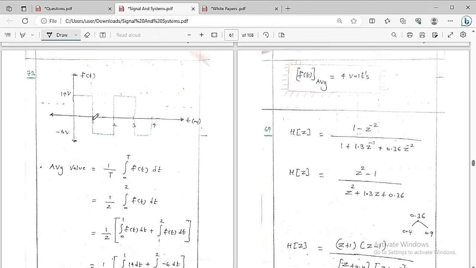Same thing, I have drawn the signal f of t. From 0 to 1 its value is equal to plus 14, and from 1 to 2 its value is equal to minus 6. The same graph is going to repeat, as it's a periodic signal, with time in milliseconds. So we have to find what is the average value.